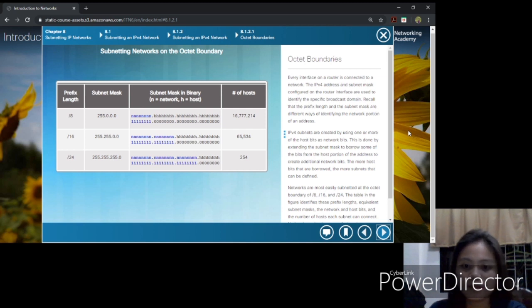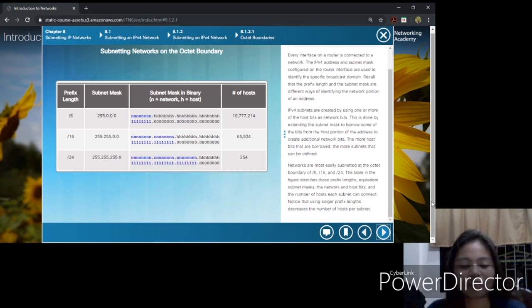The IPv4 subnet is created by using one or more host bits of a network. This is done by extending the subnet mask to borrow some of the bits from the host portion of the address to create additional network bits. The network is on the octet boundary of 8, 16, and 24. The subnet masks and the network and host bits determine the number of hosts each subnet can connect.